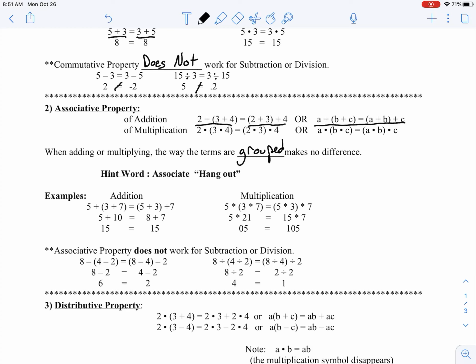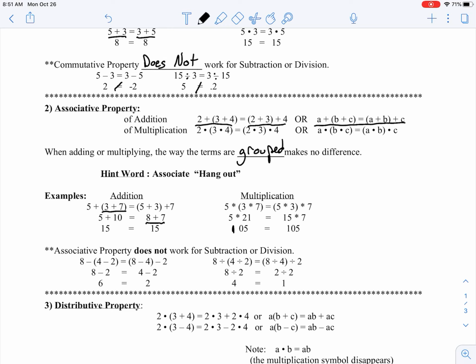So when adding or multiplying, the way terms are arranged, or we can also say grouped, makes no difference. To associate means to hang out with. So the associative property is the way we're making these numbers hang out together. When we follow PEMDAS, even though our steps look different here, 3 plus 7 first gives us 10, and 10 plus 5 is 15. Even though it looks different in this step, we end up getting to the same answer. And the same for multiplication. Sorry, there should be a 1 there. 105 is equal to 105.